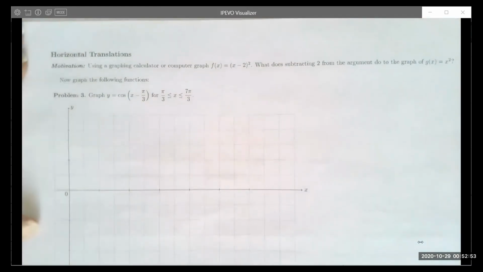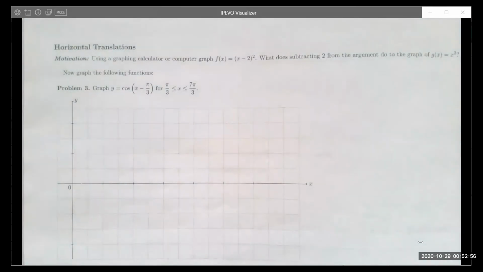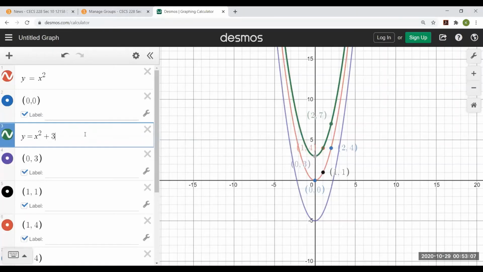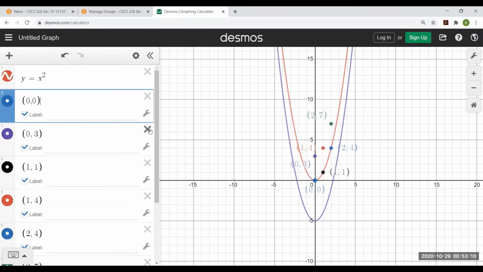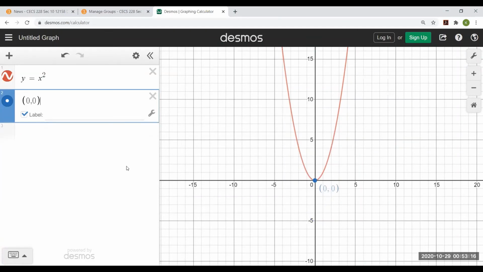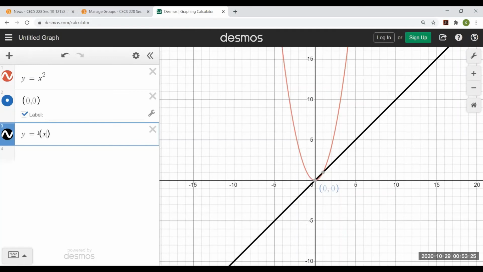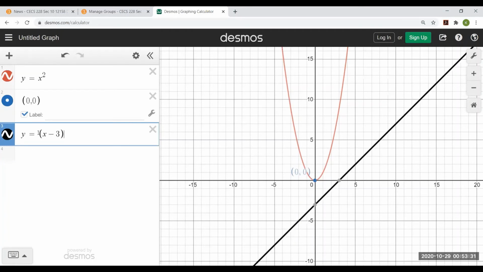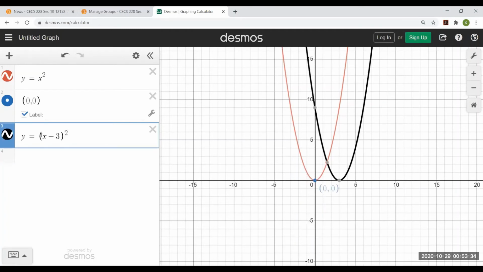So the next thing that we're going to talk about is horizontal translations, which means shifting left to right. So again, I want to go back to Desmos. Let me share Chrome. Okay, and now I'm going to get rid of all of these other graphs. I'm just going to keep the original parabola y equals x squared. So notice what happens if instead of subtracting a constant away from the whole x squared term, we take it away only from x. So for instance, let's say that I do x minus 3 and then square the result.